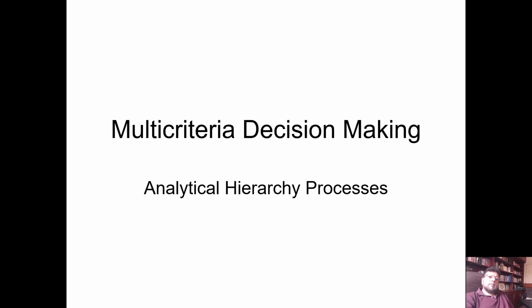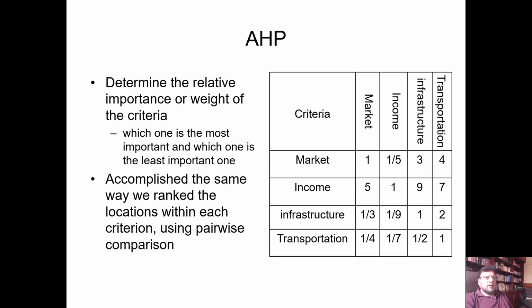Hello. So in the earlier video that we saw, we were doing the calculation for AHP. Now what we want to find out is whether the comparison that we've done, the pairwise comparison, is consistent or not. So let's say we have this example with four features: market, income, infrastructure, and transport.